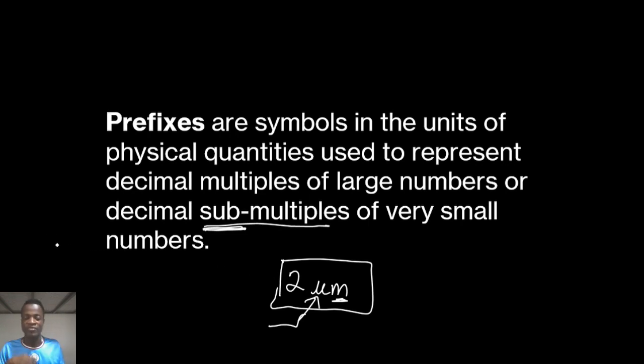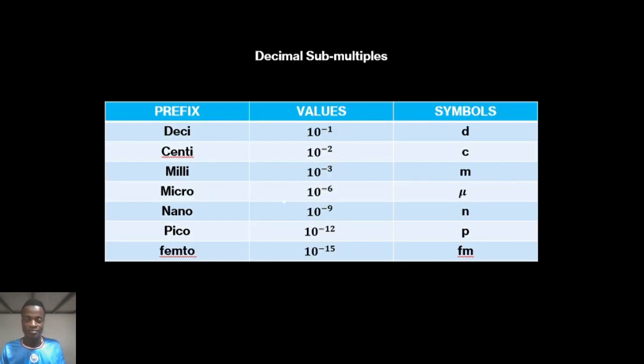Now let's look at all the prefixes together, the common ones. I'm not doing all of them, I'm looking at the common ones. So let's look at the submultiples first. For the submultiples, these are the prefixes, their names, their values, the value that they can replace, and also the decimal component.